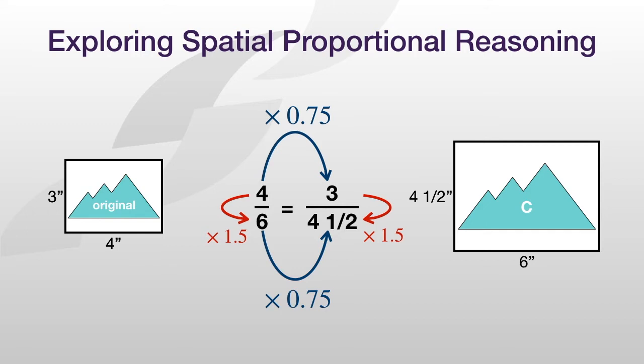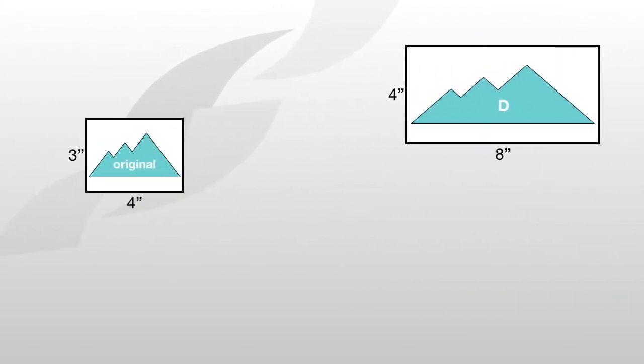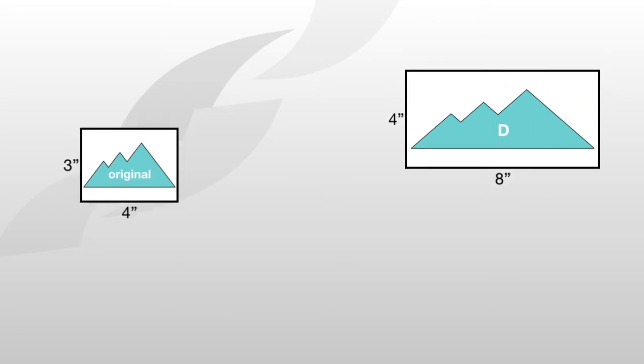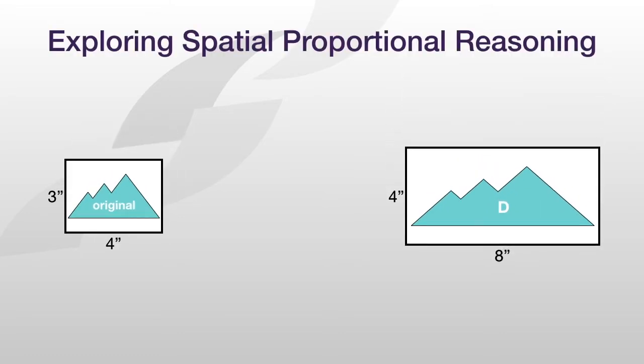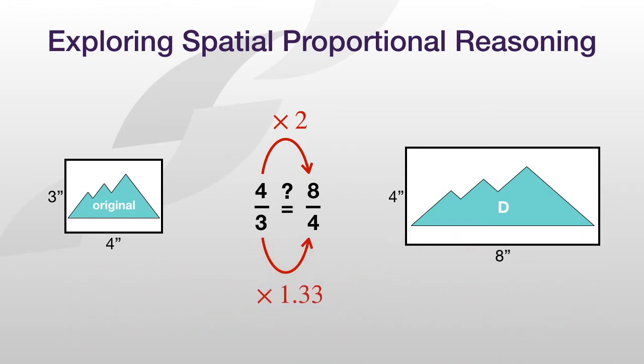Let's look at one more photo. Is photo D an enlargement of the original photo? Intuitively, it doesn't look like it is. It looks like it has been stretched more horizontally than it has vertically. The numbers can convince us and determine close calls. Notice that 8, the length of photo D, is double 4, the length of the original photo. However, the width is multiplied not by 2, but by 1 1/3, or about 1.33. The photos are not similar.